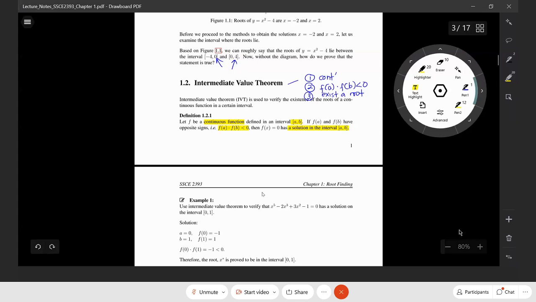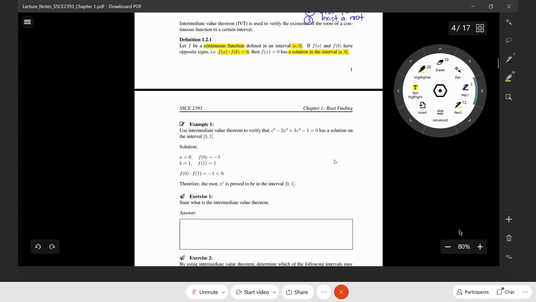Let's see the example here. Use IVT to verify that x to the power of 5 and so on equals 0 has a solution on the interval 0 to 1. So a is 0 and b equals 1. The corresponding f for a equal to 0 is f(0), which is -1. Basically, just plug in x equal to 0 in this equation, use your calculator, and you get f equals -1.